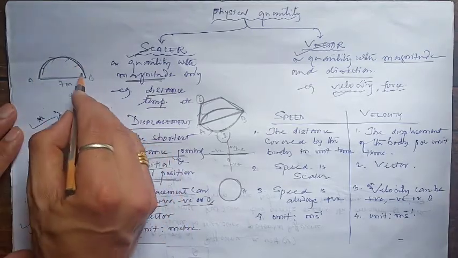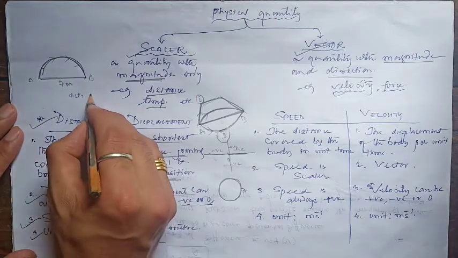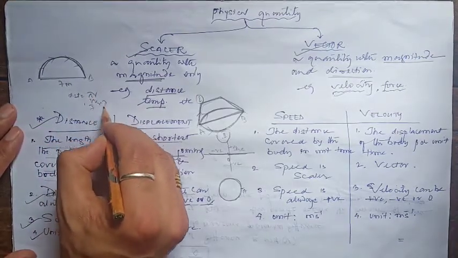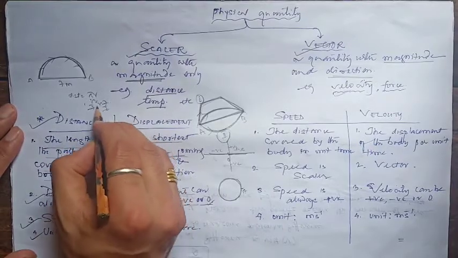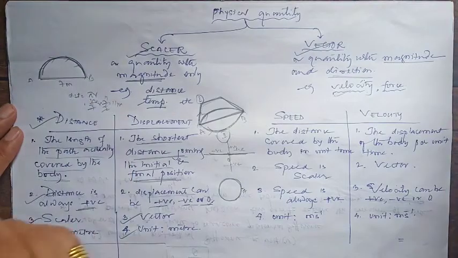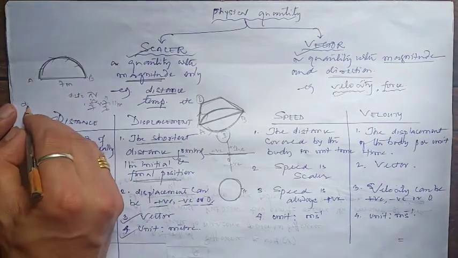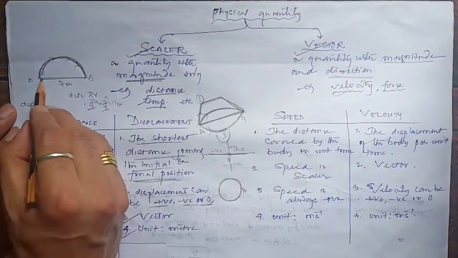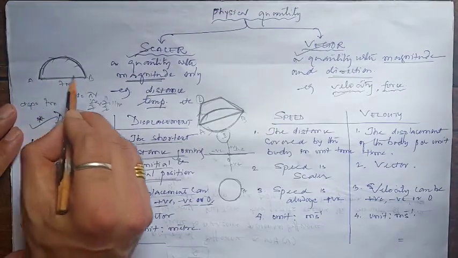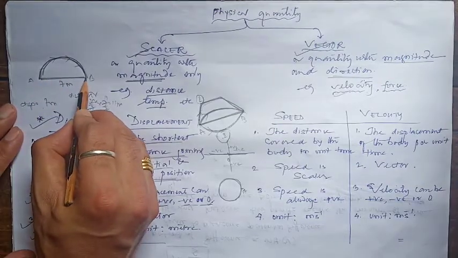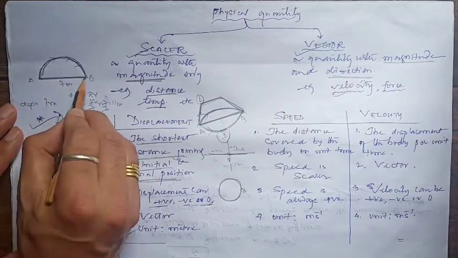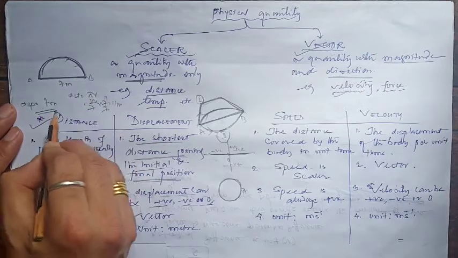So this is a semicircle. The length of the semicircle is, you know students, pi r. So 22 by 7 into radius, which is 7 by 2, will give us 11. So we can say 11 meters is his distance. Now if I ask you what his displacement is? His displacement will be 7 meters, because he started from point A and ended at point B. So the shortest distance joining points A and B is 7 meters. So his displacement will be 7 meters.